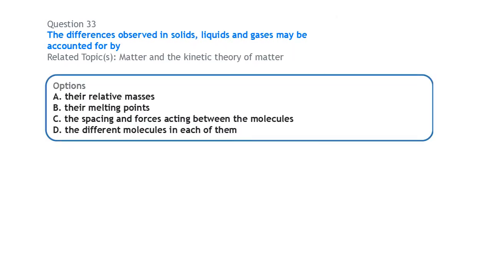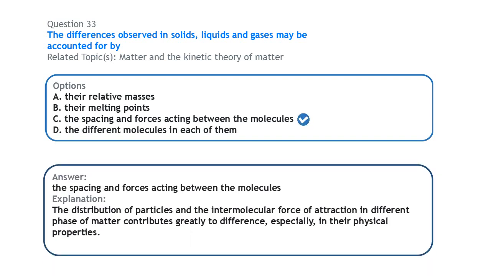Next on matter, the differences observed in solids, liquids and gases may be accounted for by, so this has something to do with the distribution of particles. The way the particles have been distributed, the way they have been spaced, or the way they have been packed, this is what is responsible for the physical differences that you have between solid and liquid, like solids having a definite shape and a definite volume. So it is as a result of the spacing between these particles and the intermolecular forces that you have between their molecules.